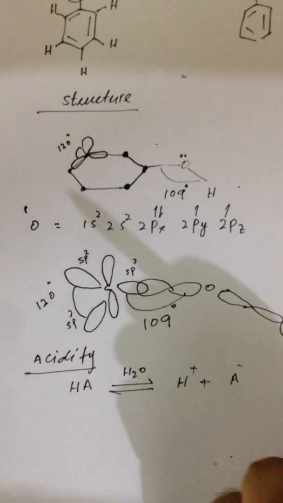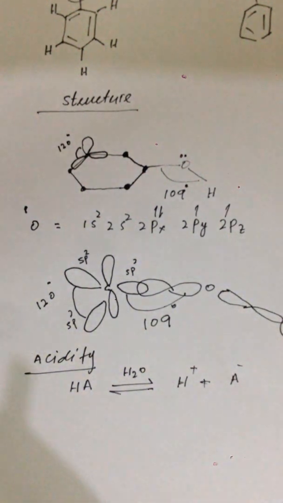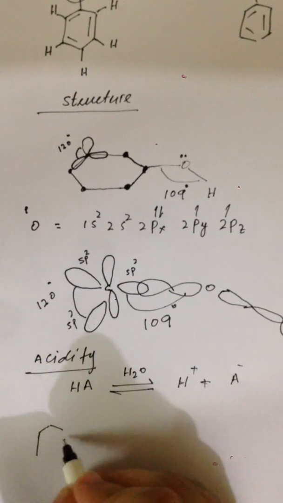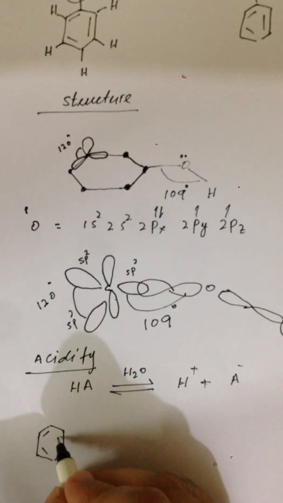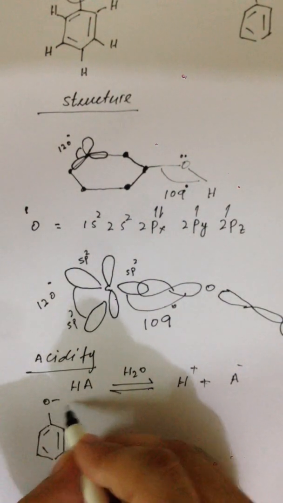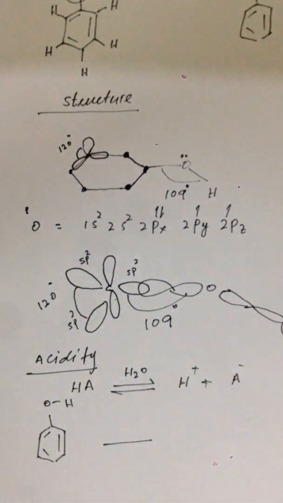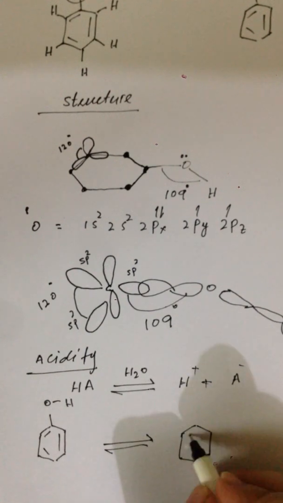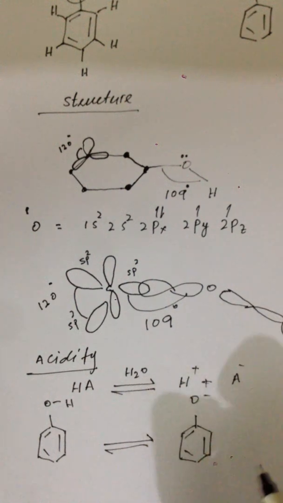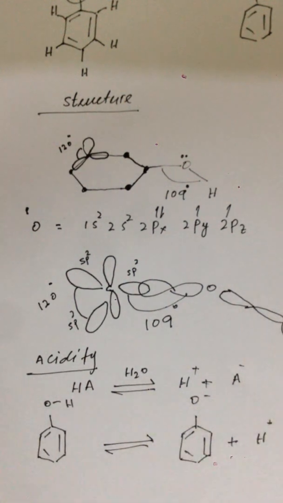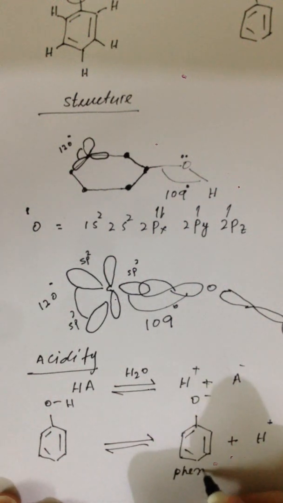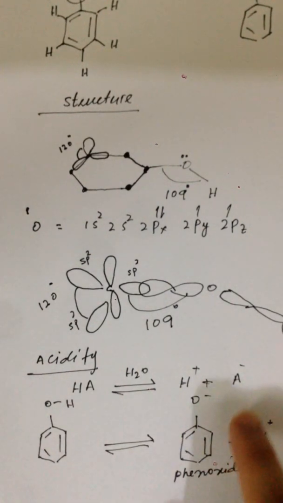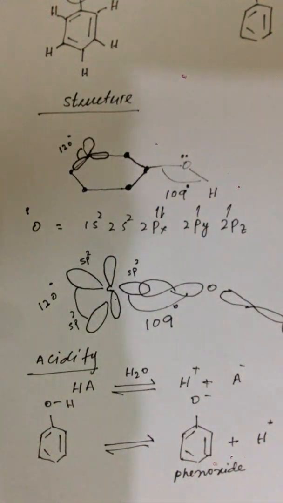Phenols show the same characteristic. They are acidic. They can ionize and produce a proton. For example, if you have a phenol here, it will ionize as follows: O negative plus H plus. This ion is called the phenoxide ion. This is the reason that phenol is highly acidic.